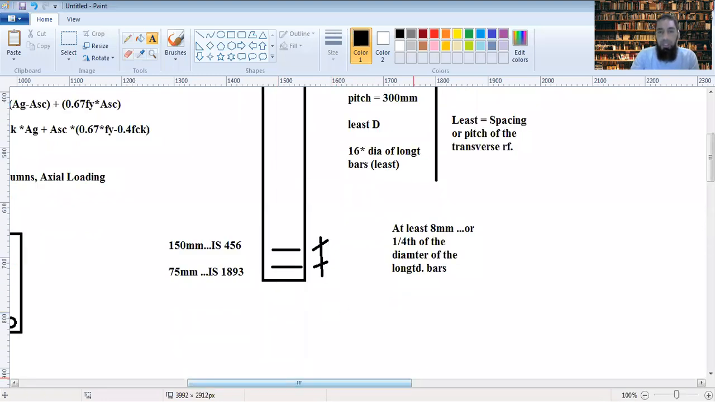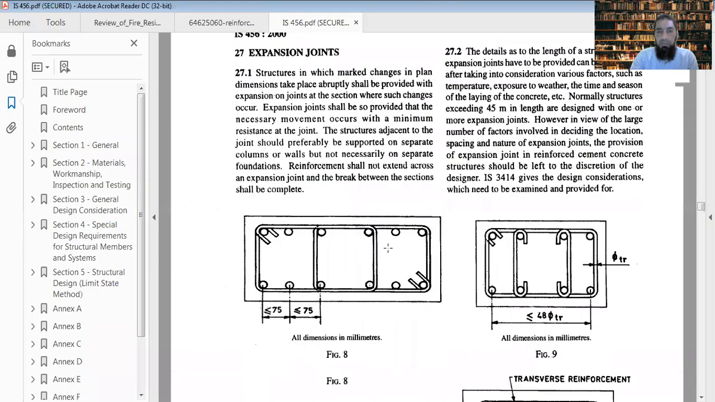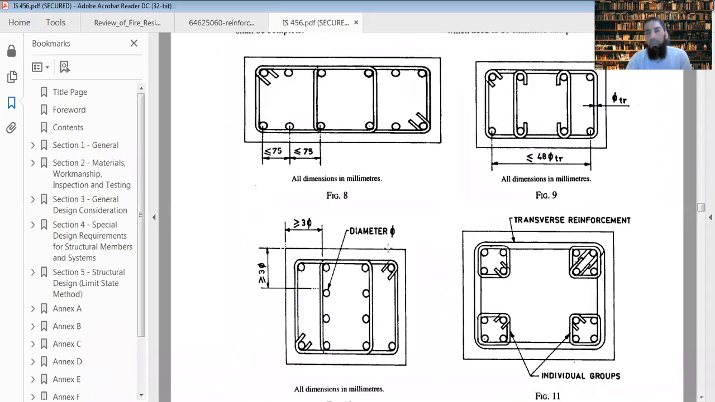So that's all about the steps of design here up till this point. Next we'll take up a design question on this.